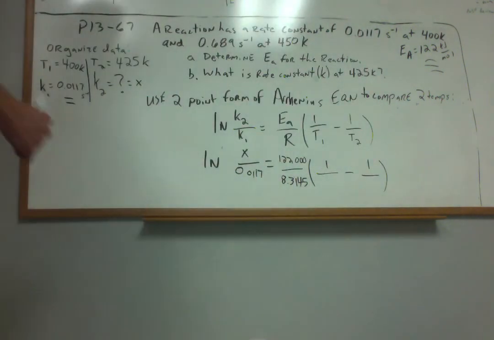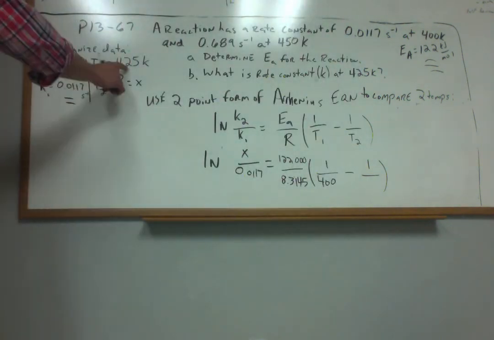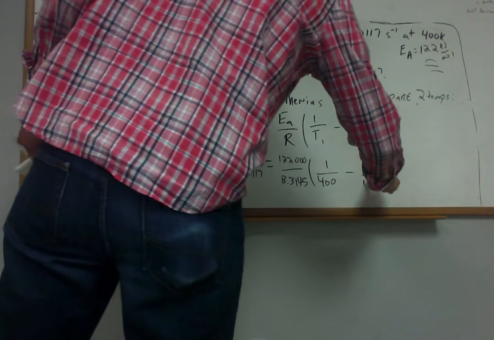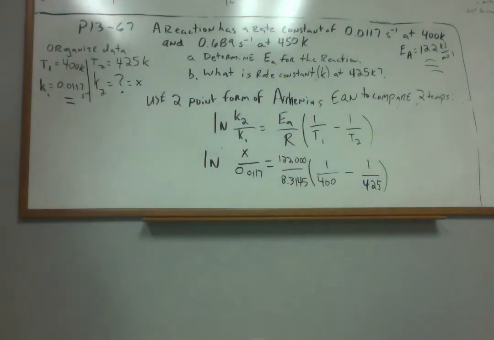Now over here, we have to plug in our temperatures. What do we know about our two temperatures? It looks like T1 is 400 Kelvin, T2 is 425 Kelvin. So at this point, we've plugged in all values except for one, which is our x. That's going to be our unknown value, and we're going to solve for that.